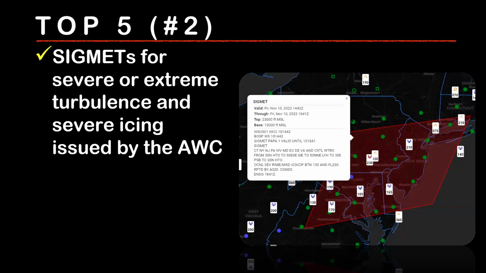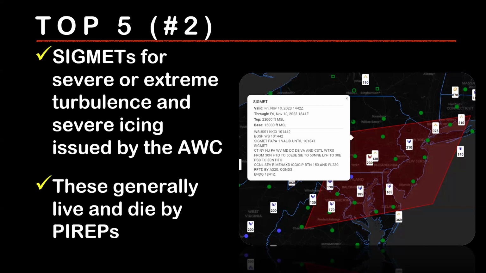In fact, it will usually say, in this particular case, the SIGMET says reported by A320. So this is kind of the front lines, if you will. And so it's really good to make sure that you always look at this before you depart. SIGMETs for especially severe turbulence and severe icing generally live and die by pilot weather reports. Unless pilots start reporting those conditions, you won't see these SIGMETs.